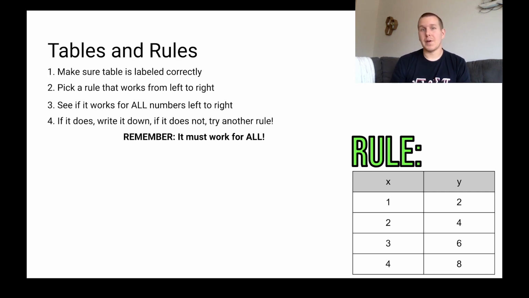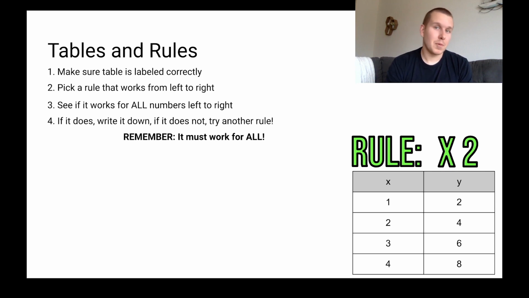Rules wouldn't be very fair if you could only use them for certain circumstances and not for all circumstances. So the same holds true in a table. If we make a rule, it has to apply to every single row. So another rule that I'm thinking of here is multiply by 2. So if we multiply by 2, 1 times 2 gives us 2, 2 times 2 gives us 4, 3 times 2 gives us 6, and 4 times 2 gives us 8. So looks like we have a good rule here, and we're going to call it multiply by 2.